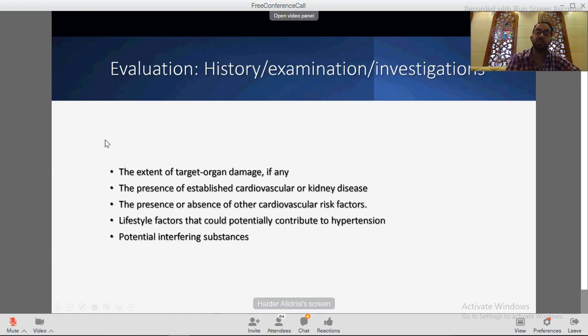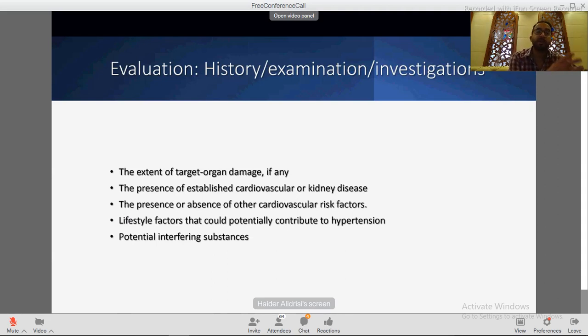This evaluation is by history, examination, and investigation, looking for the extent of target organ damage. The target organ damage could be the eye, resulting in hypertensive retinopathy; the kidneys, resulting in kidney disease; the heart, resulting in left ventricular hypertrophy, ischemic heart disease, etc. This is evaluated by history taking, by clinical examination, and sometimes by investigations. We also look for the presence of established cardiovascular or kidney disease, and the presence or absence of other cardiovascular risk factors.